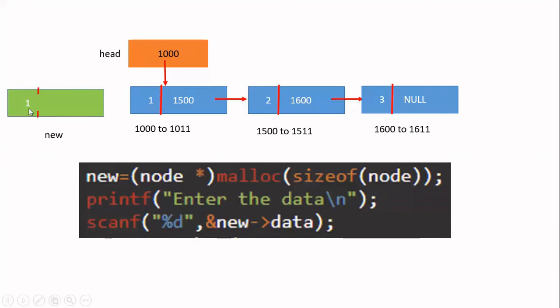I want to add 1 in the data field. So I'm asking the user to enter the data. Whatever the user is entering, I'm storing in the data field of new. Since I'm accessing the structure member with the help of a pointer, I am writing new arrow operator data. And it is an integer variable. For integer variable in scanf, you have to write ampersand. So I am writing ampersand. When I do up to this, the green part will be created. Now you see, this is having the link field as nothing. Maybe it will contain some garbage value, but I'm not showing anything.